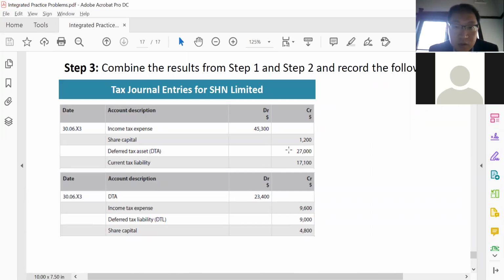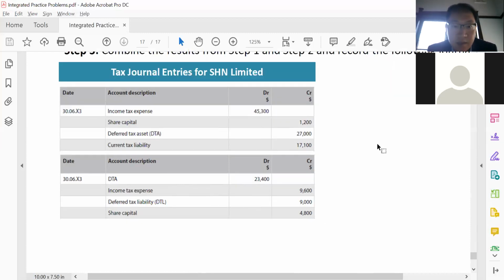In particular, I would mention to you that this DTA here is reflecting the fact that we have indeed used up those carry forward tax losses. And so that's why there's a specific reference to this. Our current tax liability is what we calculated in step 1. This journal entry here captures the impact of the movements in the deferred tax. And that is it.